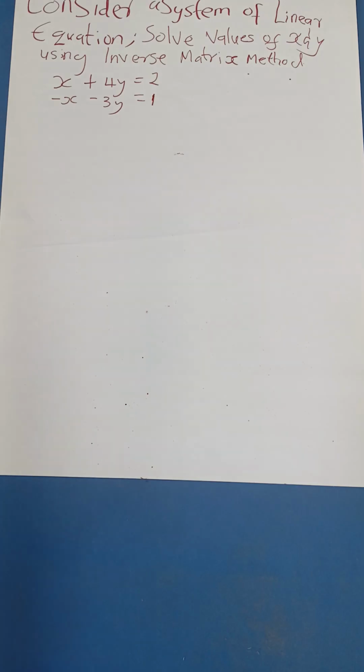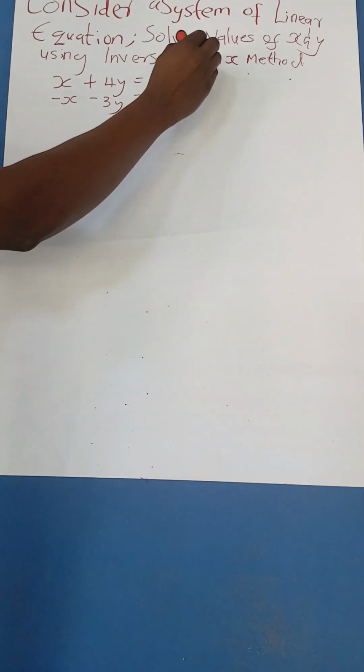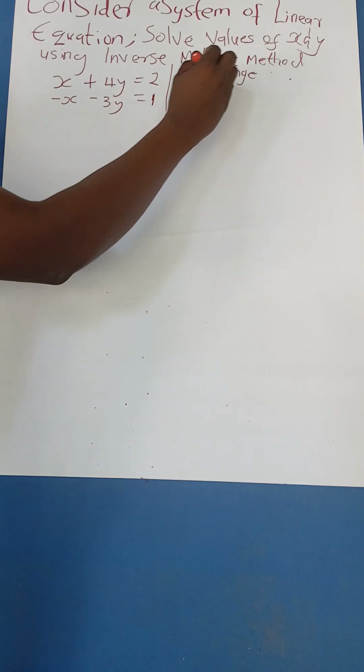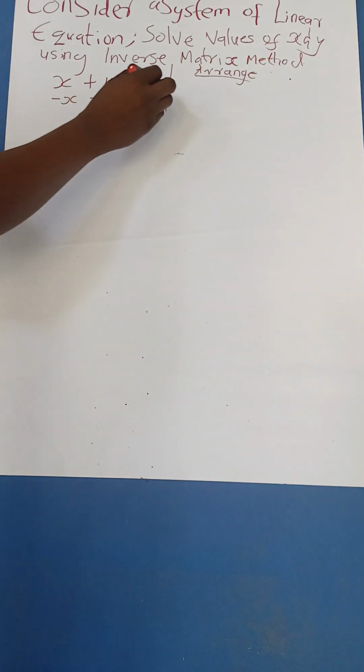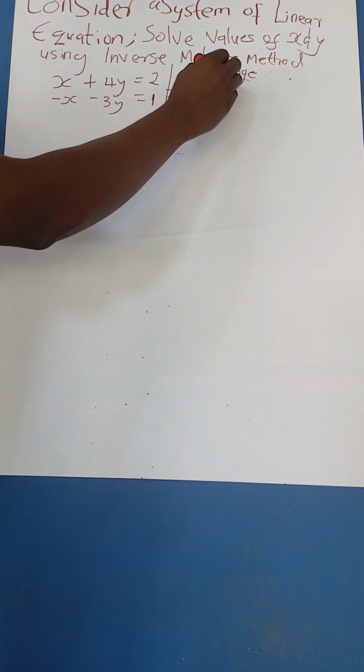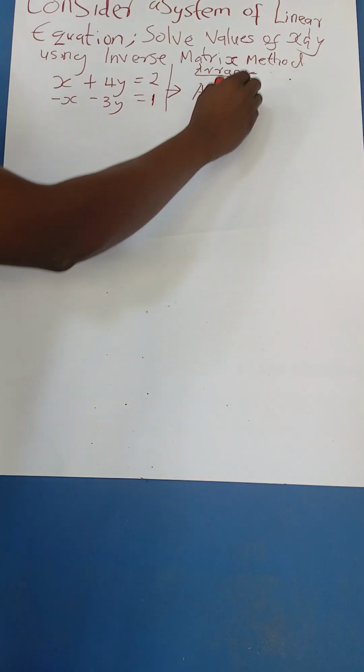It's very easy. Just follow step by step. First, you have to arrange in order to get the coefficients. So the first thing we have to do is arrange, so that we can get the coefficients. And how do you arrange? From this, we just get our matrix. Let us name this matrix A, because we want to get the coefficients.